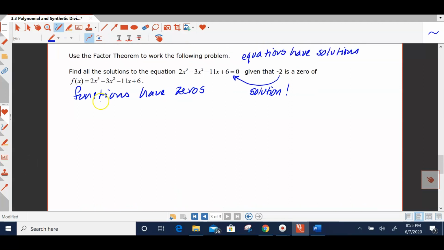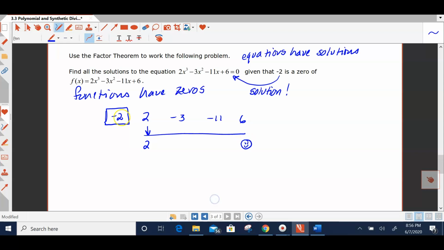So here is how we're going to go about using this factor theorem. I'm going to divide by the number they give me, -2. I'm going to list my coefficients. It's in descending powers. Make sure 3, 2, 1, constant. Yep, we're good. And the number that they're giving me, -2, is the one that goes in the box. So our goal is to see if we get a remainder of 0.